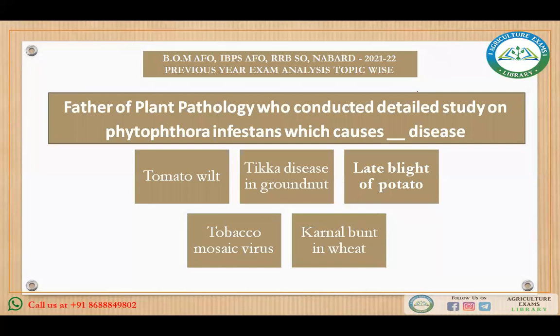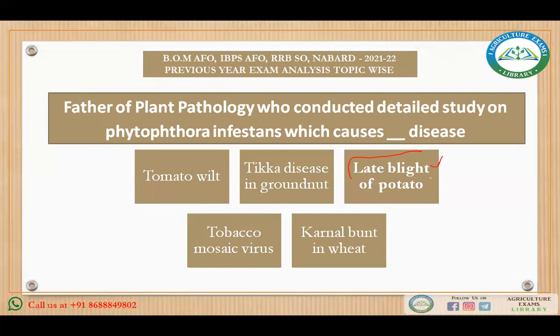Father of plant pathology, who conducted a detailed study on Phytophthora infestans, which causes dash disease. Simply, this question is asking which of the following diseases is caused by Phytophthora infestans? Tomato wilt, tikka disease in groundnut, late blight of potato, tobacco mosaic virus, or kernel bunt of wheat. But you all know that Phytophthora infestans causes late blight in potato. Now, since there is potato, let's have some information regarding the potato.